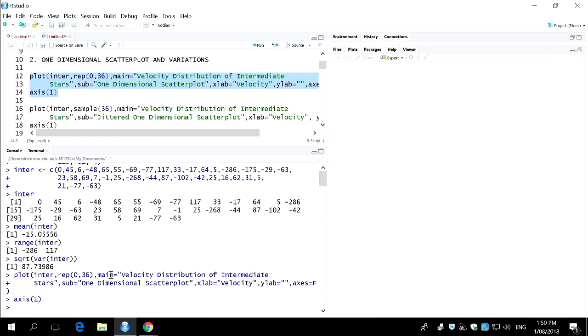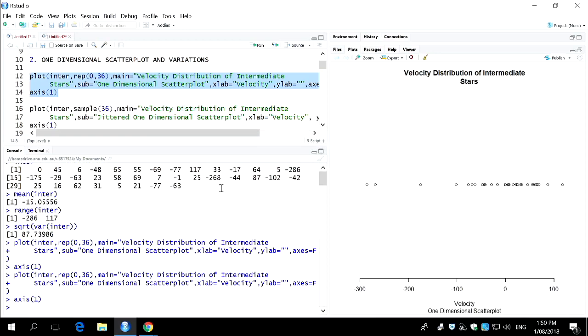Okay, so if I do it again, we get that. So this is now the velocity. This is a one-dimensional scatter plot. All I'm doing is plotting the data against 0, and you can see them line up. Okay?